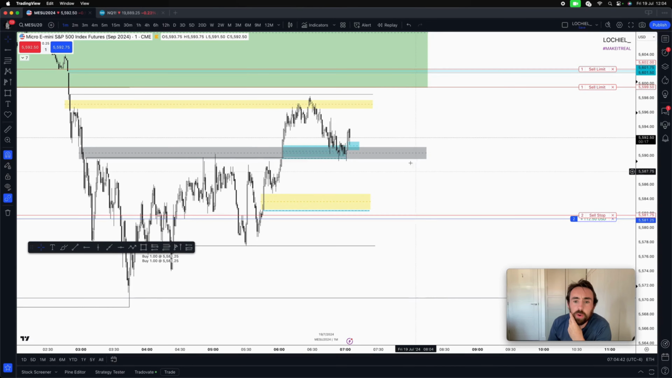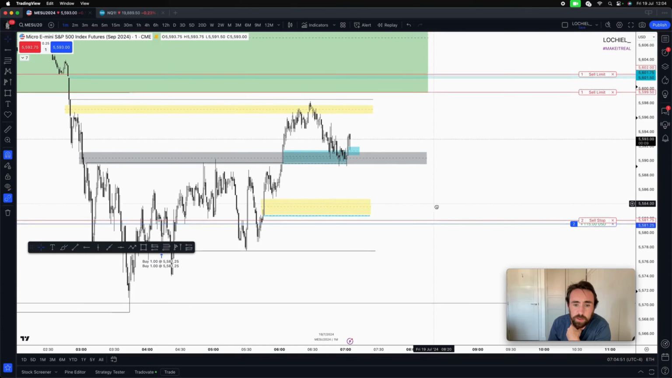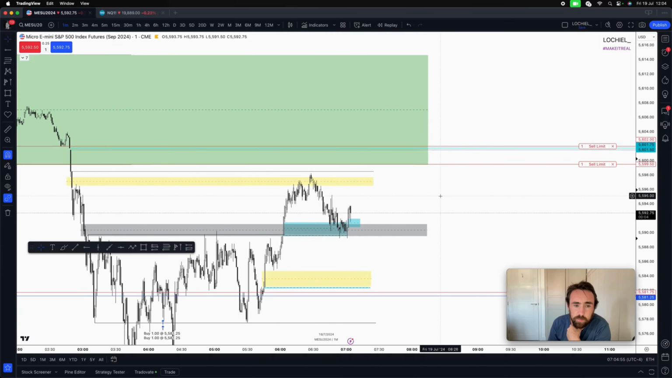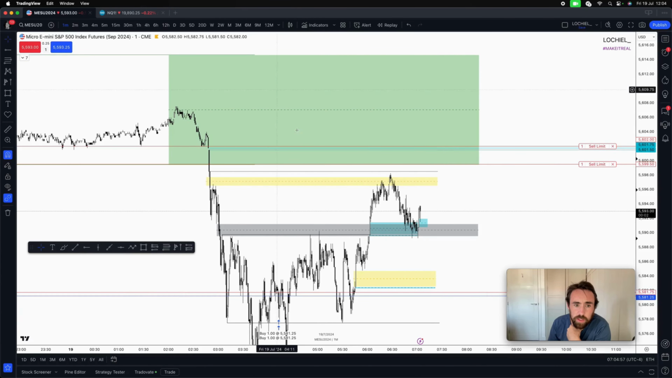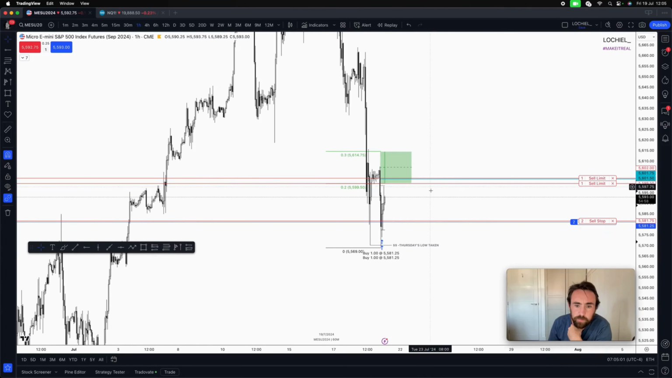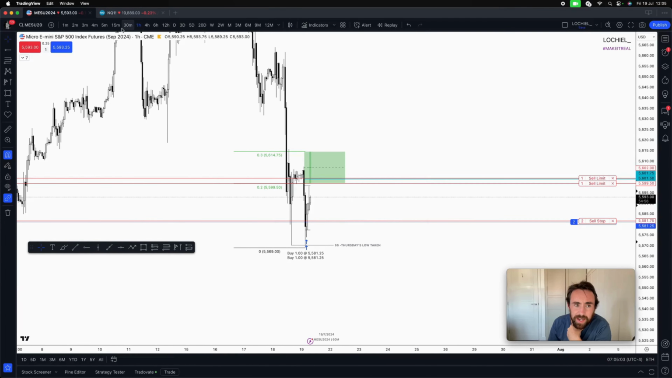Time frames are colour coordinated. 15 minute time frame is grey. Blue is the 1 minute up to 5 minutes. 5 minutes is yellow. Liquidity is always black levels. Obviously the green zone is our fib, where we are targeting.